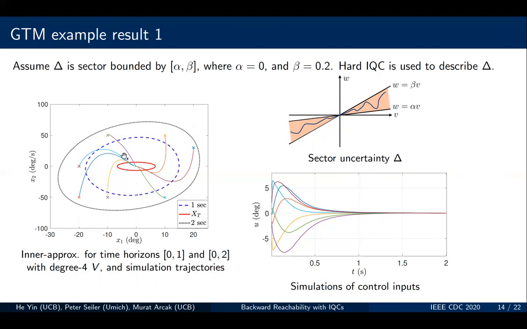We take a degree 4 storage function to compute backward reachable set inner approximations for time horizons 0 to 1 and 0 to 2. The backward reachable set inner approximations are shown in the figure. The smaller one represents the inner approximation for the time horizon 0 to 1, and the larger one represents the inner approximation for the horizon 0 to 2. Some simulated state and control trajectories are also shown in the figures. As we can see, all the state trajectories reach the target set at the end of the time horizon.